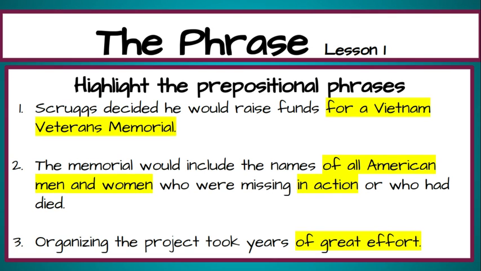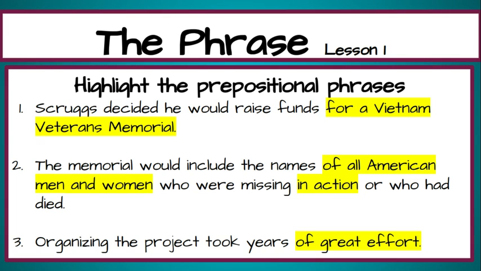Okay, how did you guys do? Let's see. Scruggs decided he would raise funds for a Vietnam Veterans Memorial. We have the prepositional phrase for a Vietnam Veterans Memorial. Starts with the preposition for and ends after the word memorial because, of course, that's the end of the sentence.